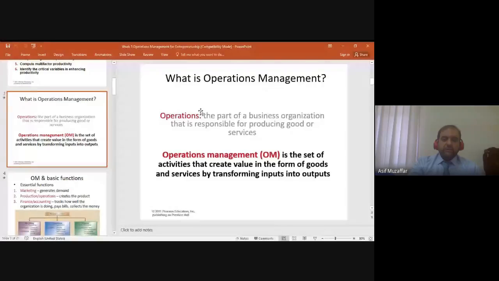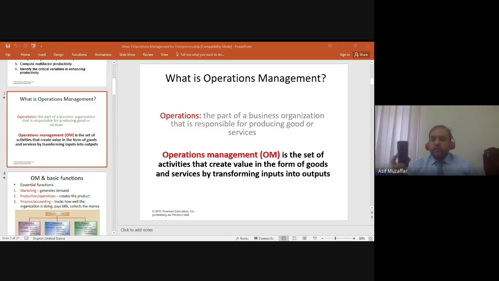There are a few things which we will cover in this chapter. The first thing is you should know the definition of operations management. First of all, what is operations? The part of a business organization that is responsible for producing goods or services. So either you are making a product or you are making a service. I told you last time, a product means something which is tangible, which you can see and feel. It is a physical thing.